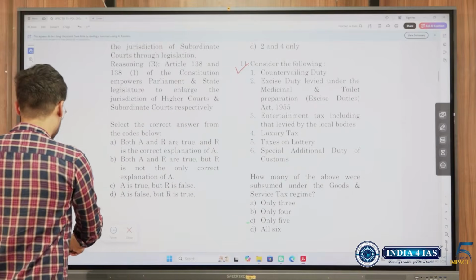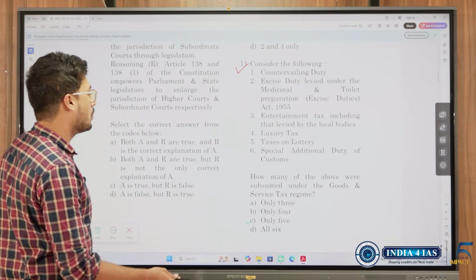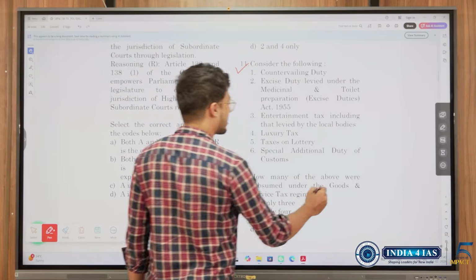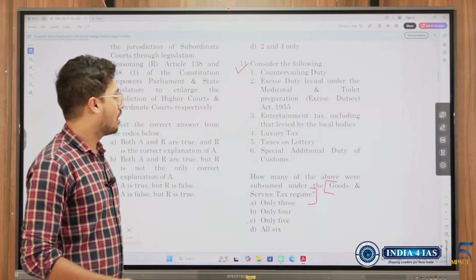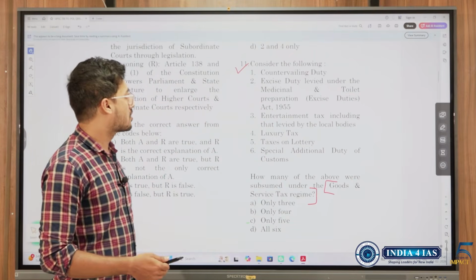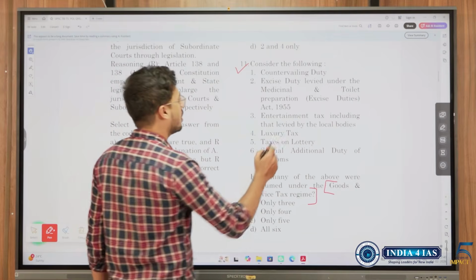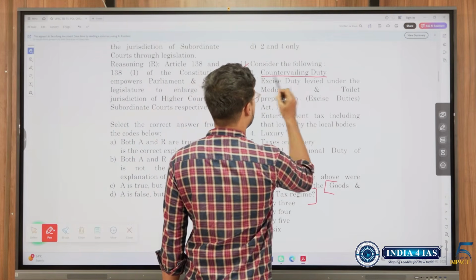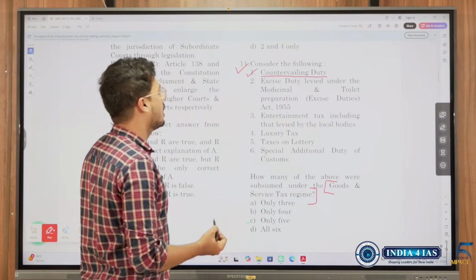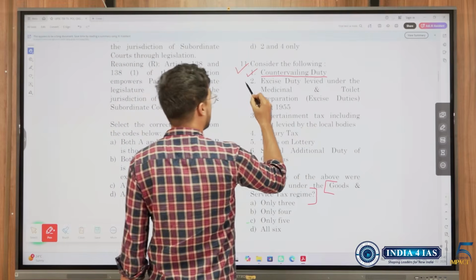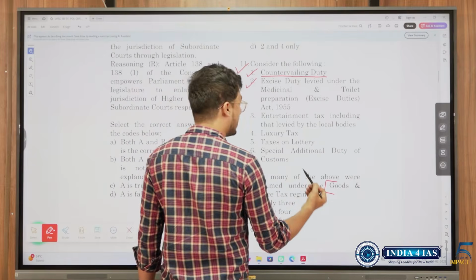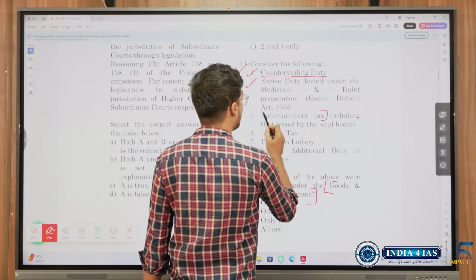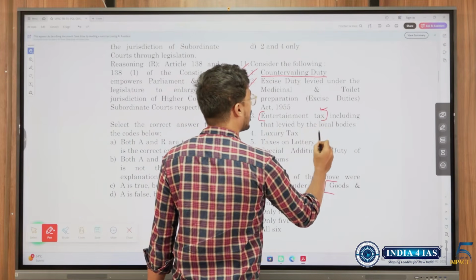Okay, I want to talk about this. How many of the above are subsumed under the GST tax regime? There were so many taxes, and so many taxes got subsumed under the GST tax regime. So which are those taxes? Countervailing duty, it has got subsumed. Excise duty, it has got subsumed. Entertainment tax has got subsumed, yes, but it is not of the local bodies.